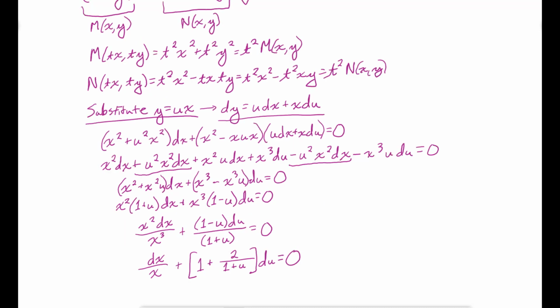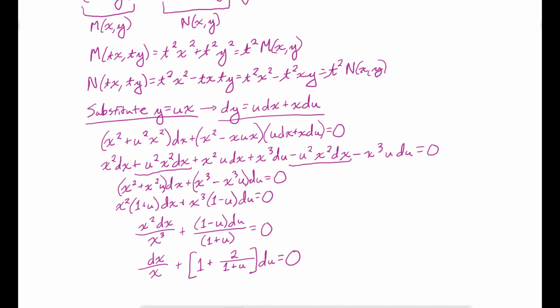Now if I integrate, I'll be integrating dx over x and integrating 1 plus 2 divided by 1 plus u times du. If you're unsure of how that long division worked to get 1 minus u divided by 1 plus u simplified to 1 plus 2 divided by 1 plus u, please, by all means, feel free to reach out. I'm happy to provide more steps, but for the sake of time, I'm going to skip them for right now.